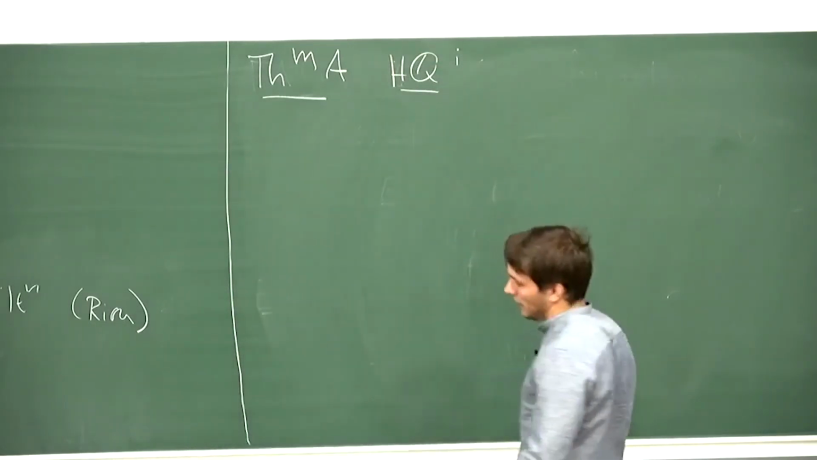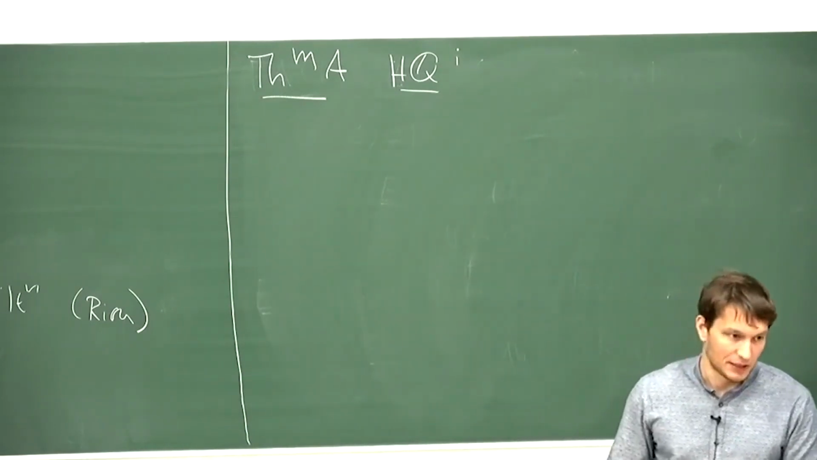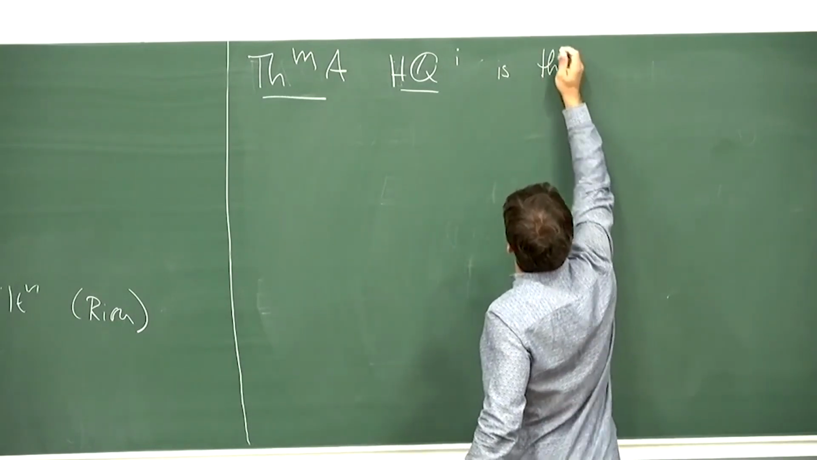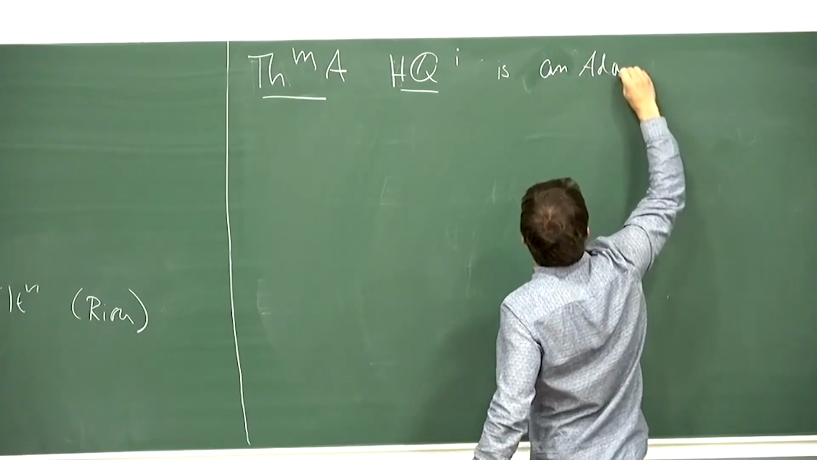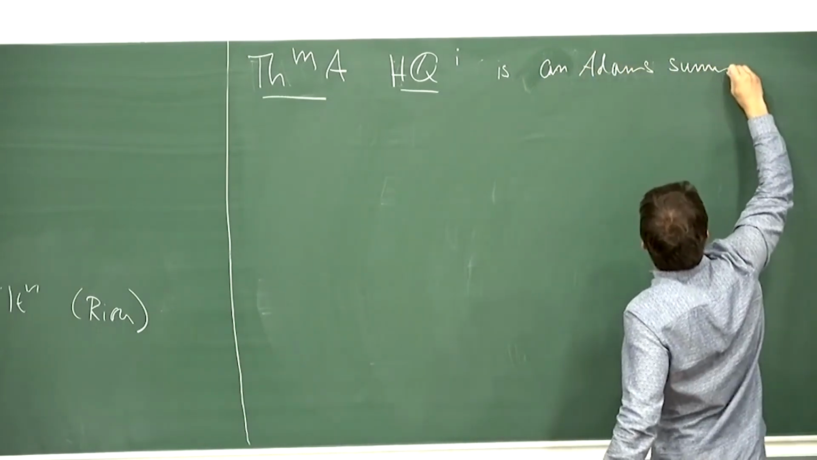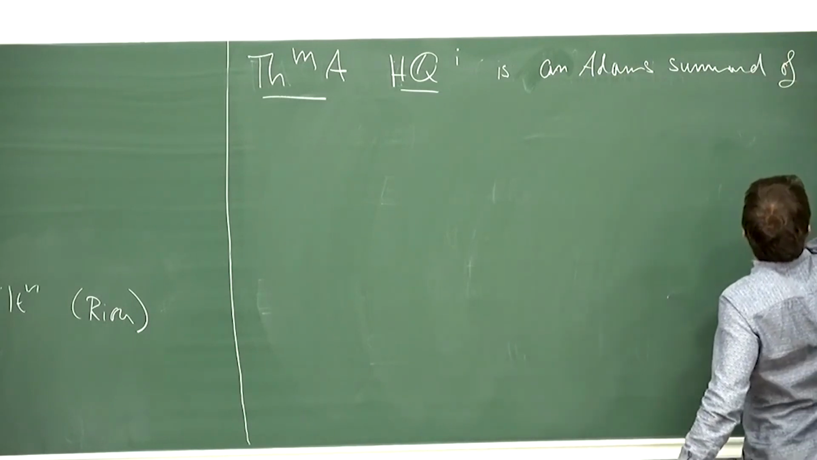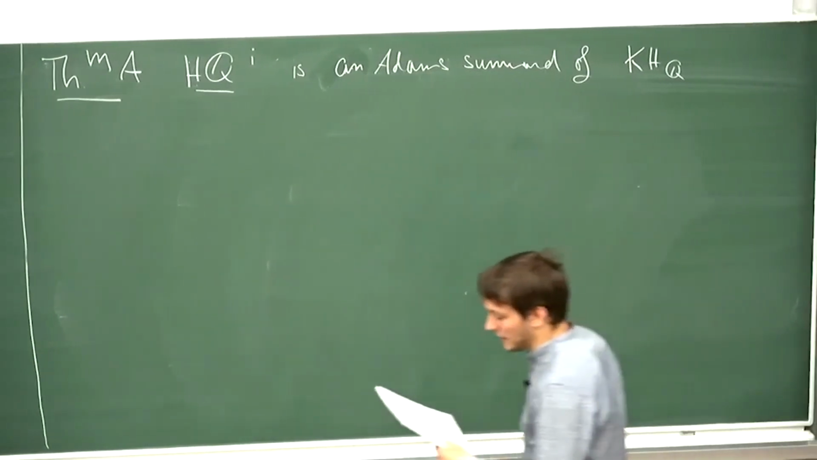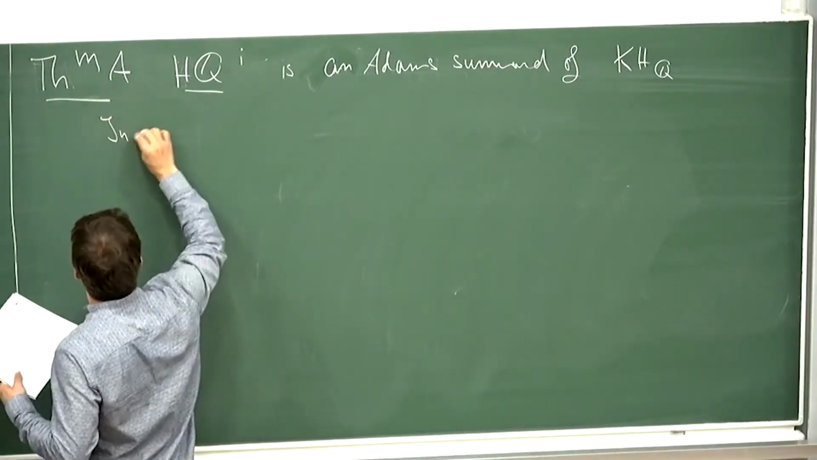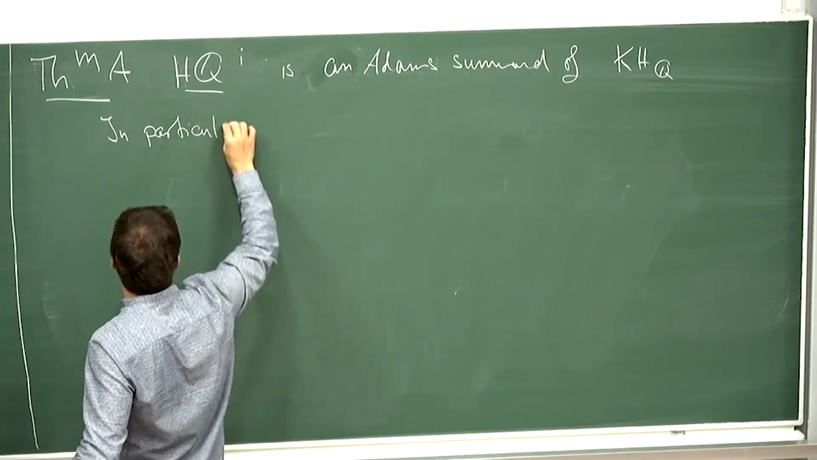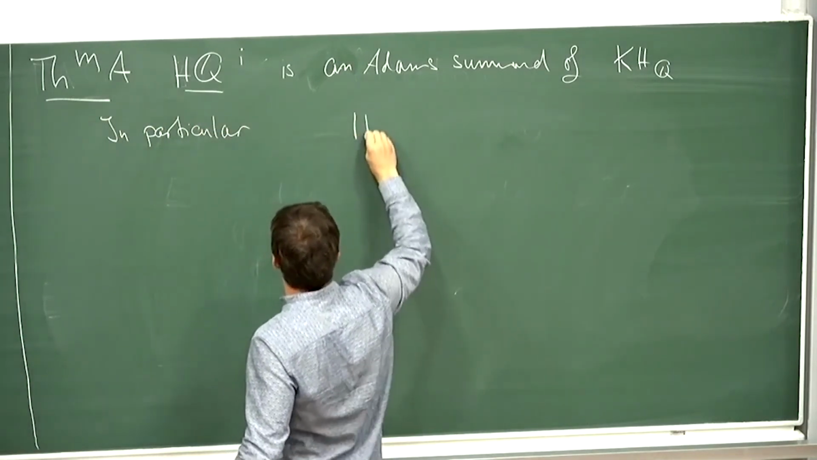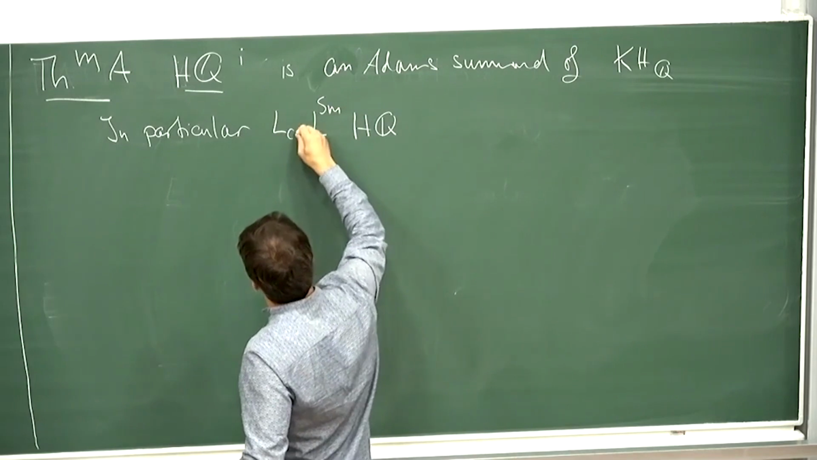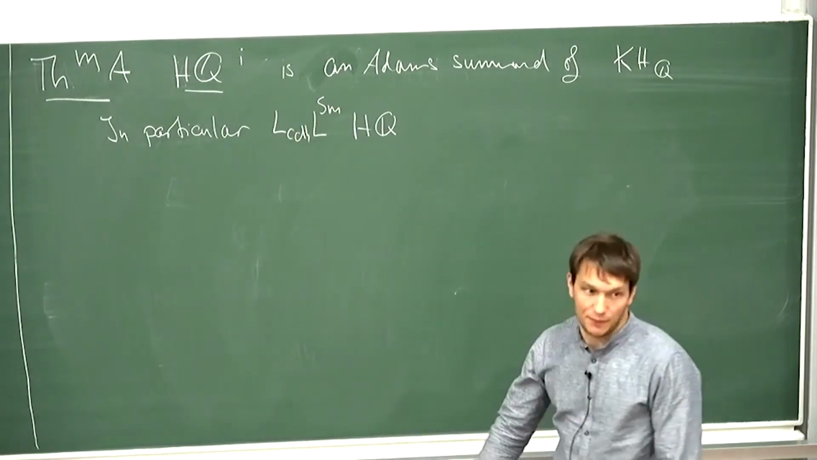underline I. And the point is, this is an Adams summand, or it's the Adams summand, of KH rationalized. In particular, if I start with HQ, and I left Kan extend from smooth schemes, and I cdh-localize, this guy is an A1-invariant P1-spectrum.